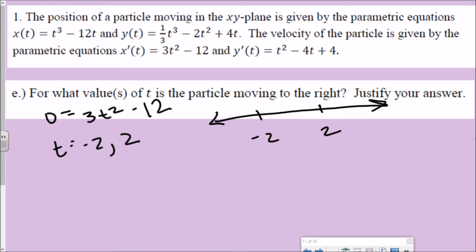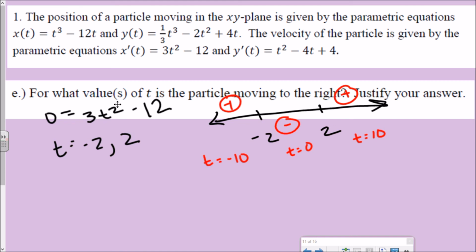And then I'm going to choose my testing values. Okay, so when I'm choosing those testing values, let's see, when we plug in negative 10, what do we get? We're going to get positive. When we plug in 0, we are going to get negative. And when we plug in positive 10, we are going to get positive. Remember, if you plug in negative 10, you're getting 300 minus 12, which is positive for sure.